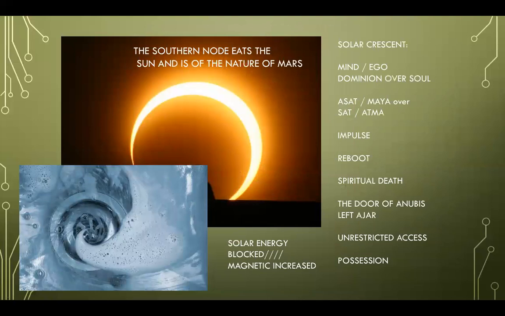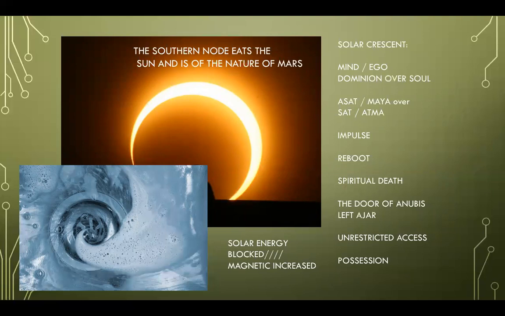The southern node represents solar eclipses. The southern node, the tail of the dragon, has an affinity for blocking the sun. With the solar crescent, an annular solar eclipse is what we see here, where the moon is too small to really block out all of the light of the sun, so you get the fiery ring around the eclipse. This is not a total eclipse in the image behind the drain, which we'll talk about, but nevertheless, it's an eclipse. And some say it's even a more volatile eclipse.